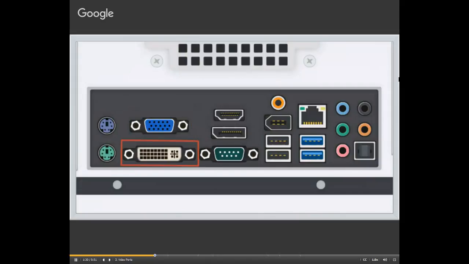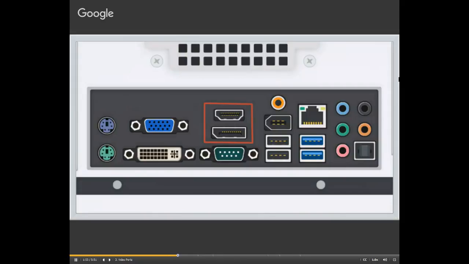Next is a digital video interface, or DVI port. Unlike VGA ports, DVI ports are able to send a digital signal to an external display, resulting in a much higher quality image. These next two video ports also send a digital signal. The top port is an HDMI port. HDMI stands for High Definition Multimedia Interface. The one below it is a display port.